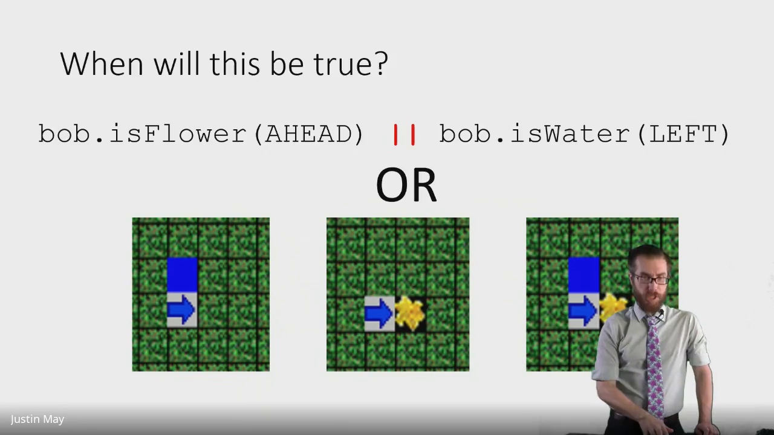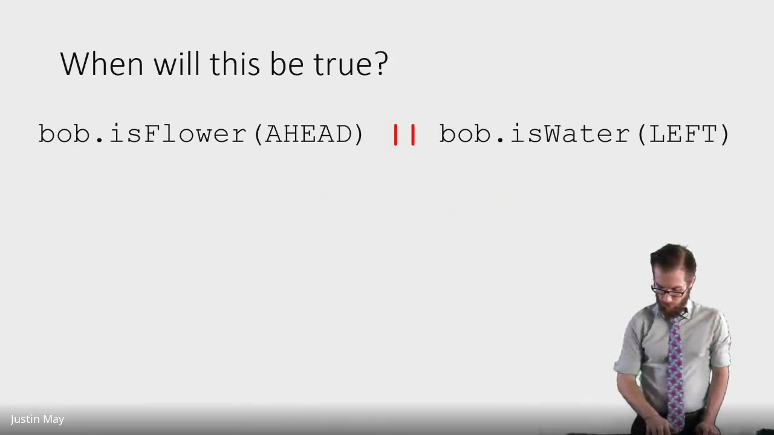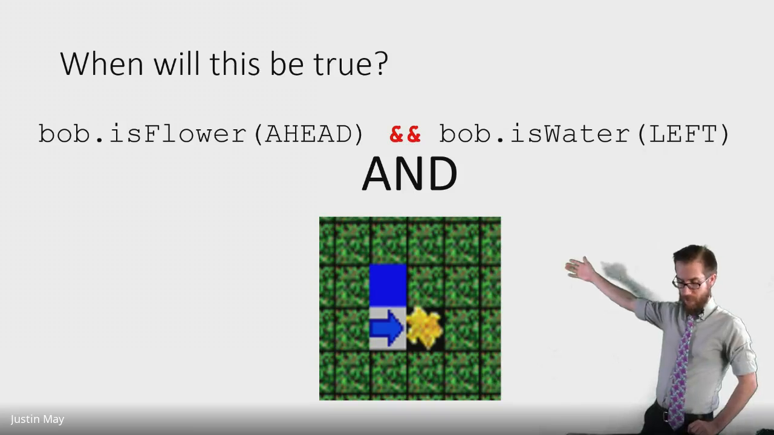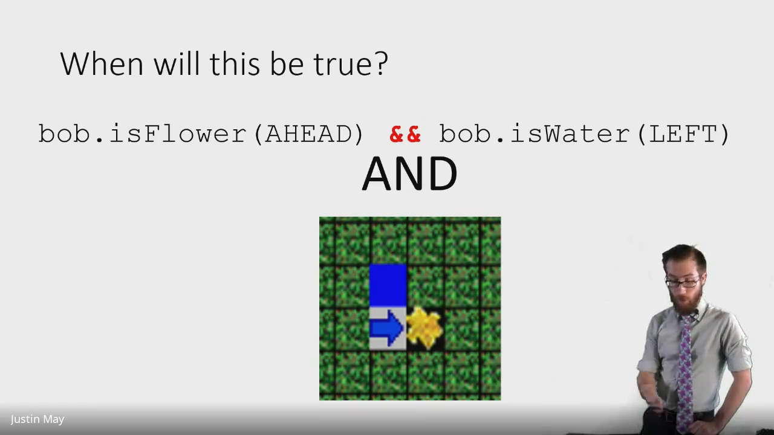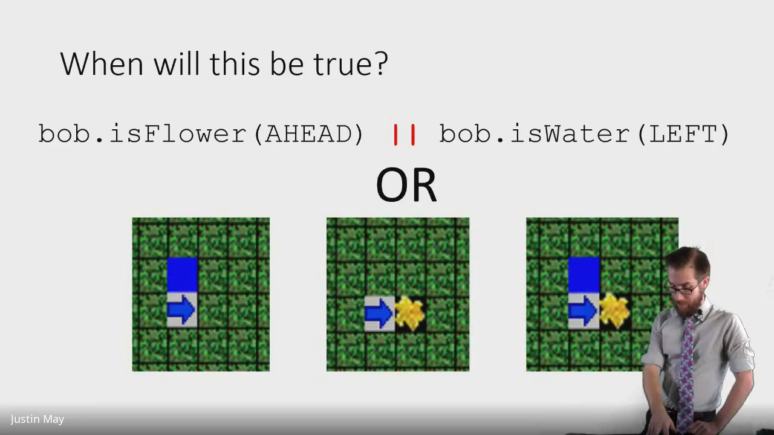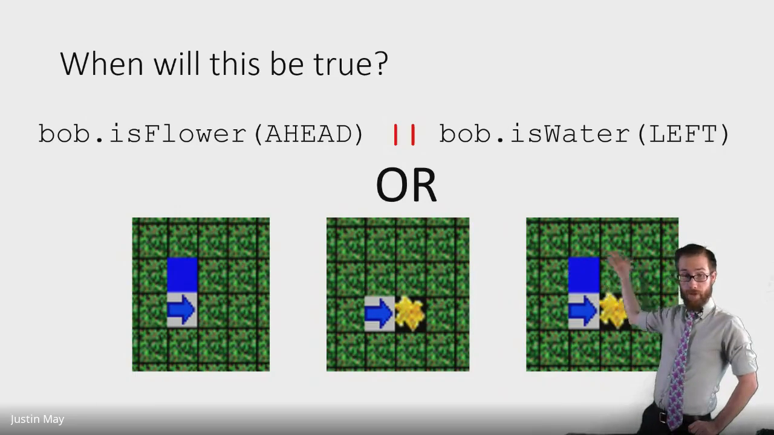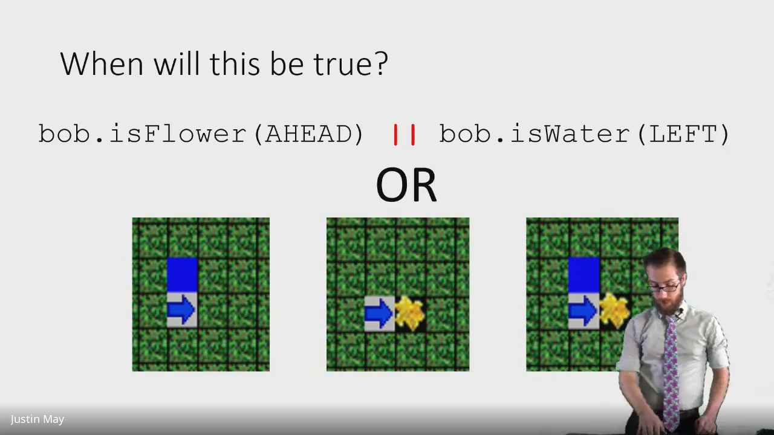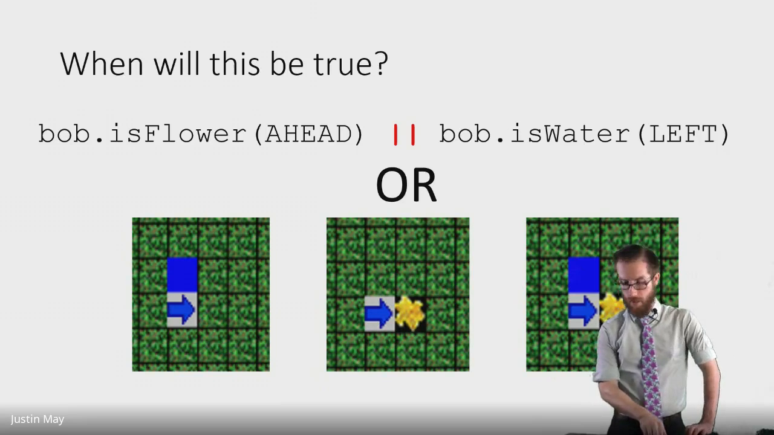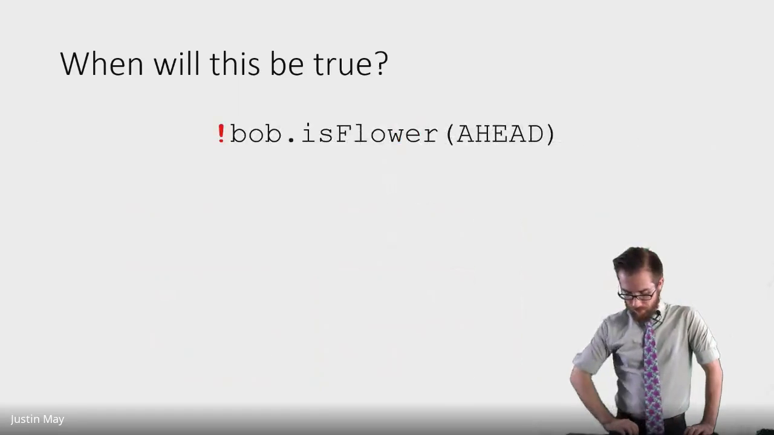And this works just like you would in English, right? For this one, if there's a flower and there's water, this is true. Both of them have to be there. And this means or. So if there's a flower or there's water, it will be true. So, just like in English, we just use funny symbols for that.